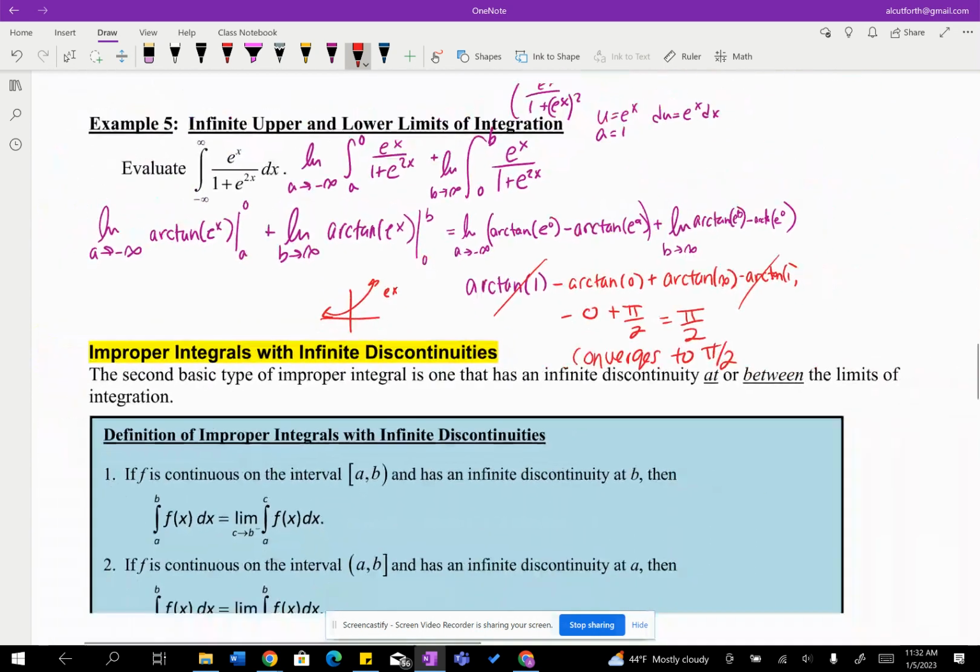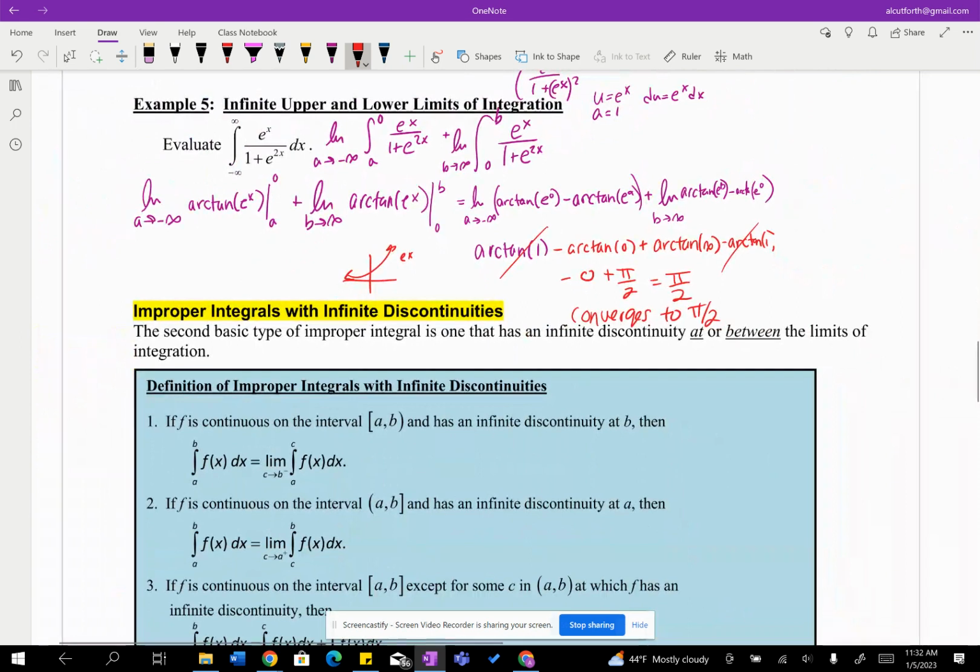So the last couple examples we're going to do are not improper integrals because of infinite limits, but because you have an infinite discontinuity somewhere in the interval, okay? Sometimes the infinite discontinuity might be at the endpoints of the interval. When I say infinite discontinuity, I mean a vertical asymptote, okay? Sometimes the infinite discontinuity might be somewhere in between the interval, okay?